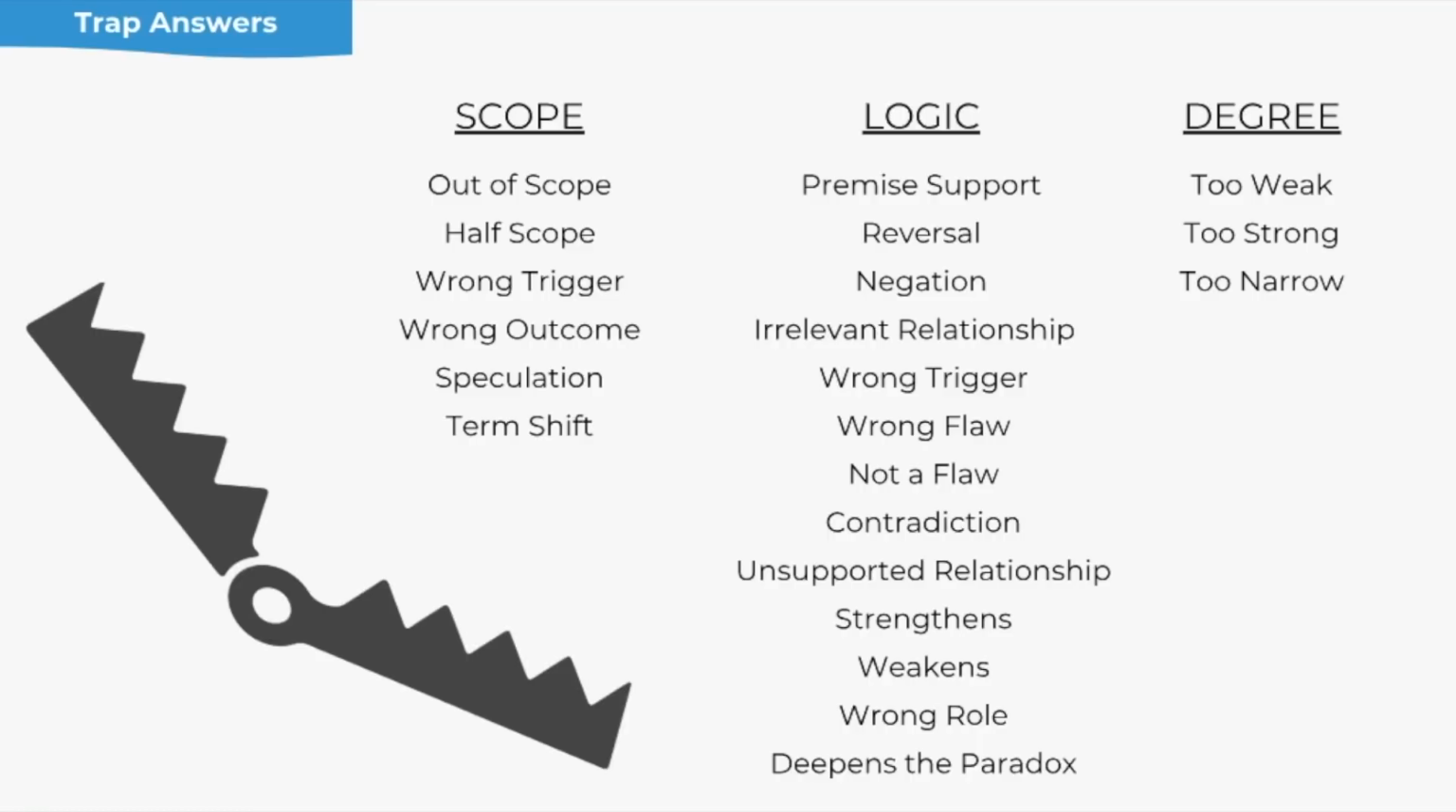There's a whole bunch more. I'm not going to go through each of those. But issues related to degree, answer choices that are too strong or too weak or too narrow. These would be specific reasons why an answer choice could potentially be wrong.